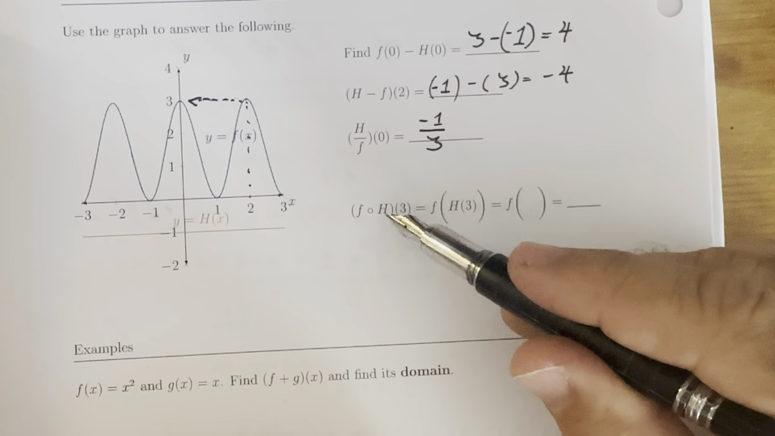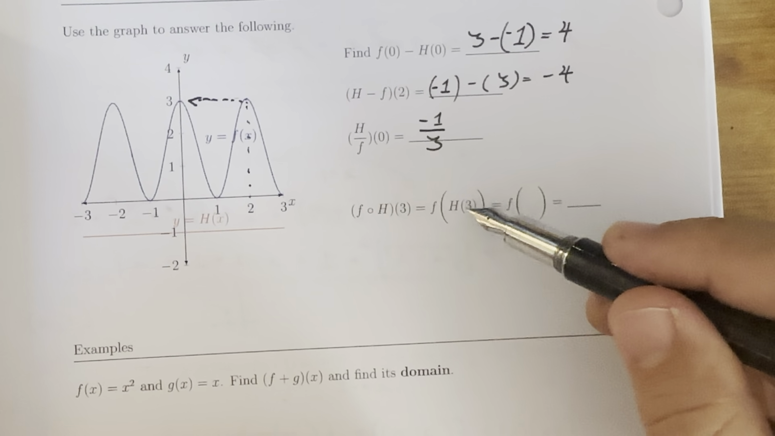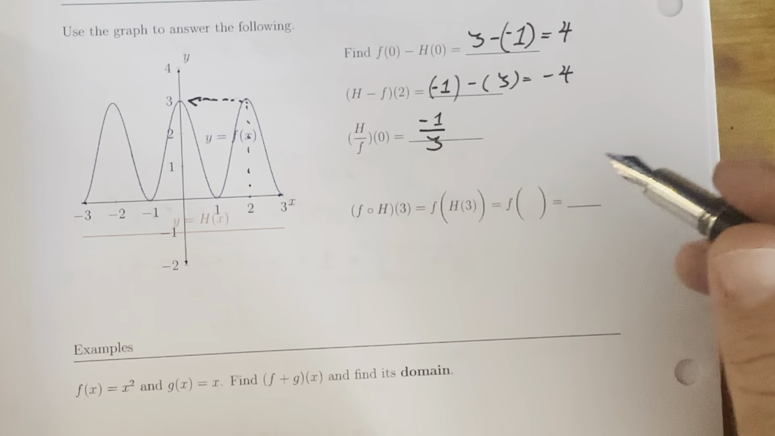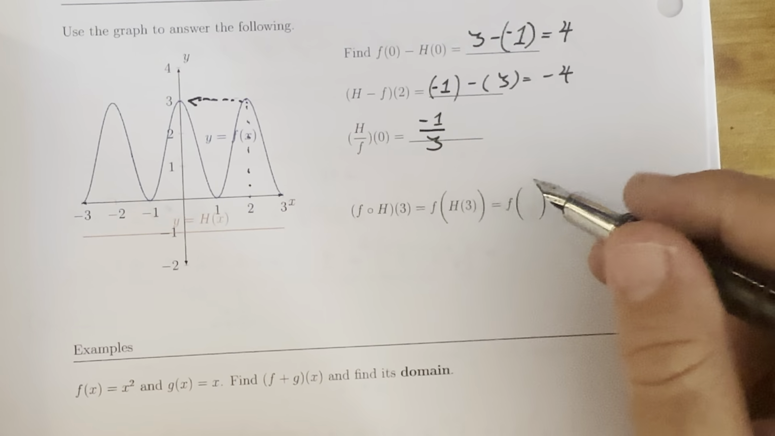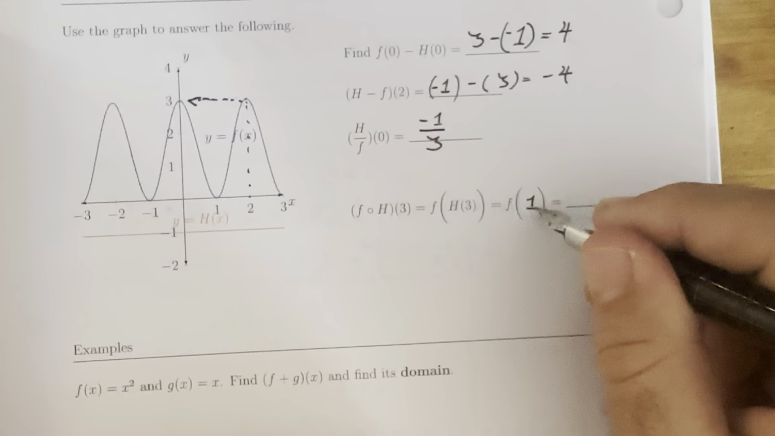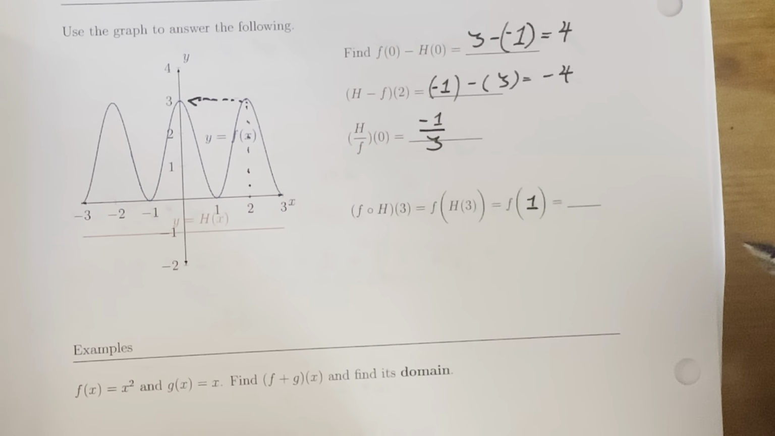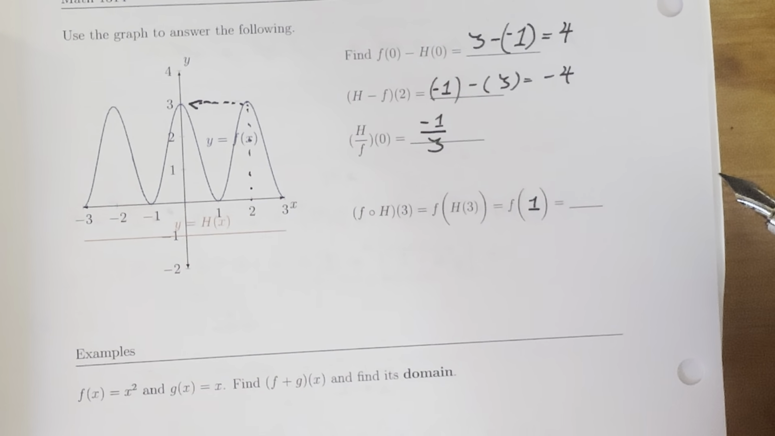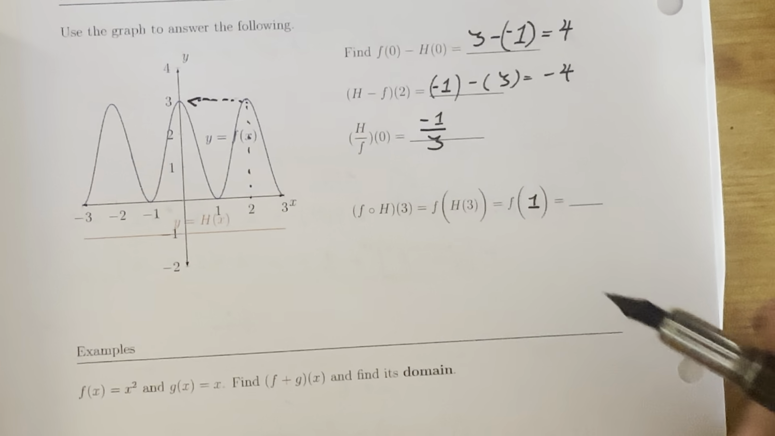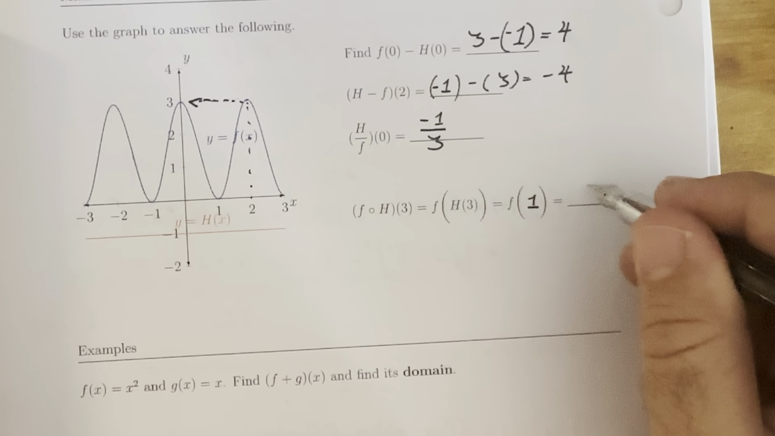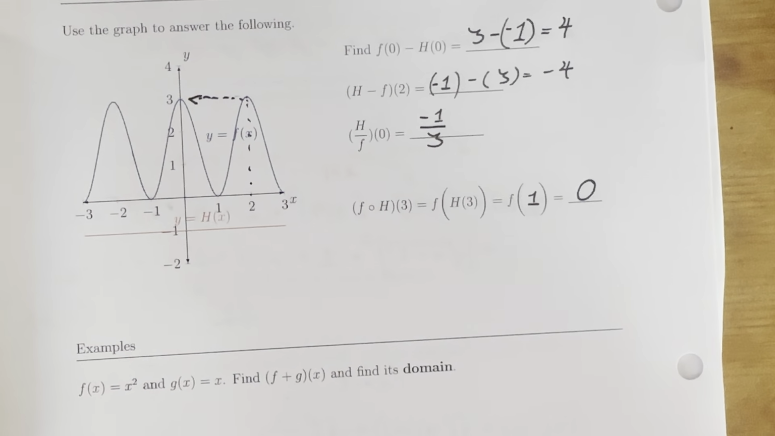F composite h of 3 equals f of h of 3. And so what is h of 3? Well, h of 3 is, of course, 1. And then what is f of 1? Well, that would be what you see right here. There we go.